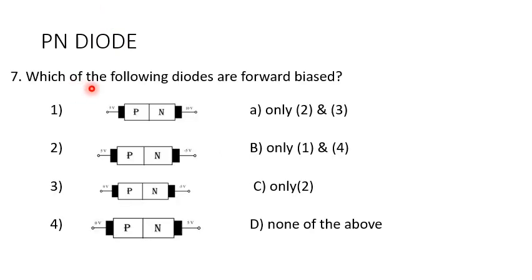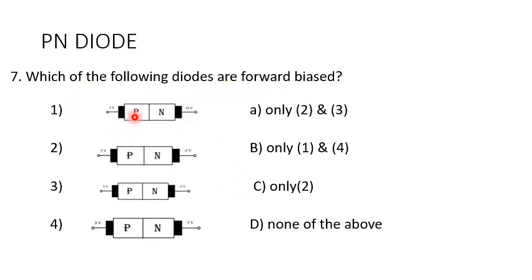Now here is a question: which of the following diodes are forward biased? This was also asked in 2020 BARC. Here P is given as 5 volt and N is given as 10 volt. Here P is 5 volt, N is minus 5 volt. Here P is 0 and N is minus 5 volt. And P is 0 volt and N is plus 5 volt. Now which of the diodes are forward biased?